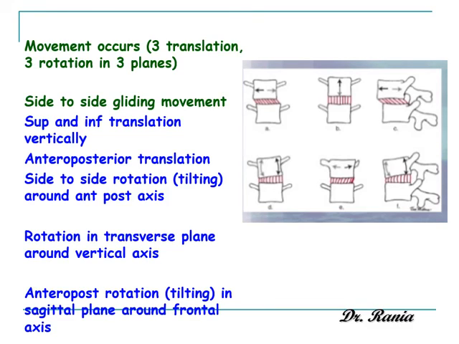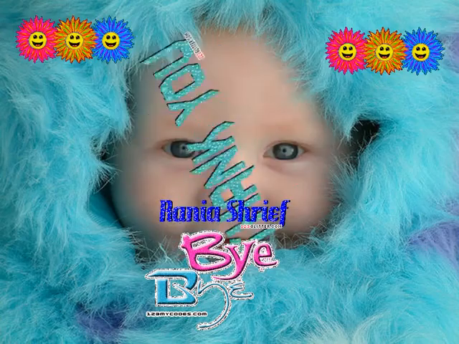So in this lecture we have covered the 2 main joints in the vertebral column, the ligaments connecting the vertebrae together, the joints between the skull and the cervical vertebrae, the role and structure of the intervertebral disc, and the type and range of movement of the vertebral column. Thank you.